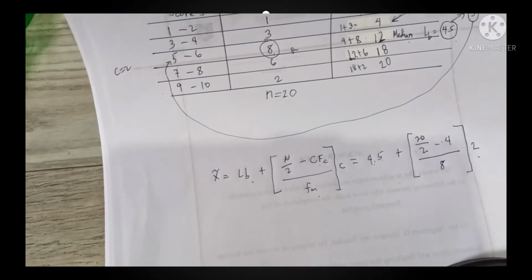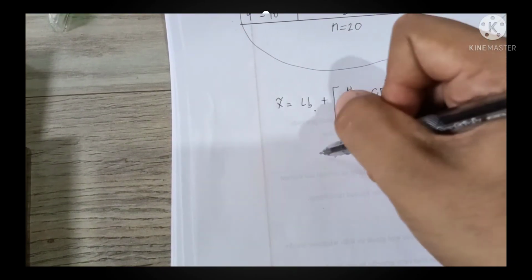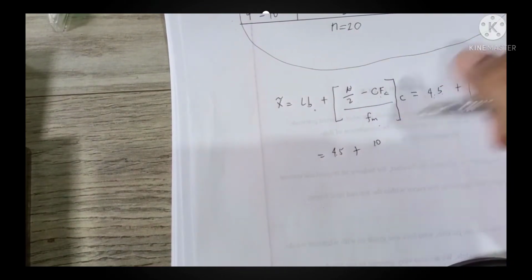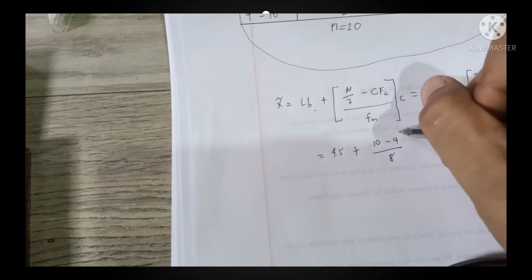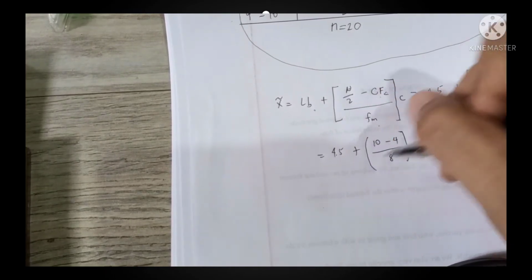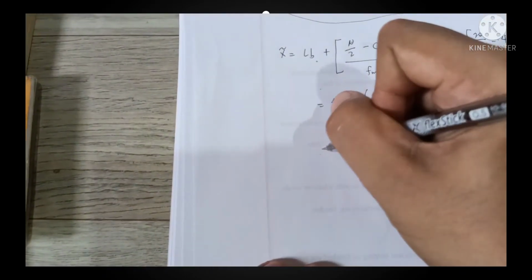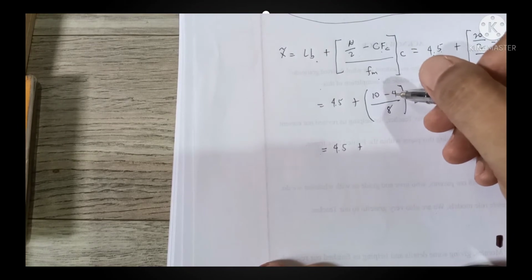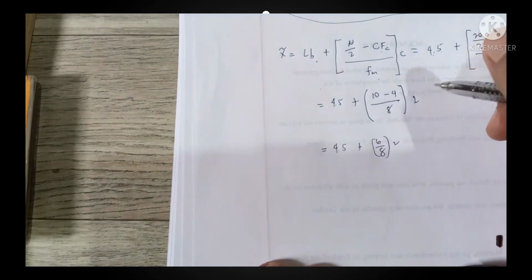Okay? So, now, let's simplify it. So, we have 4.5 plus, so this is 10, no? So, 20 divided by 2, that's 10, minus 4 all over 8. Then 2. Okay? So, then, we have, copy again the 4.5 plus, so 10 minus 4, that's 6 over 8. Tapos 2. Okay?